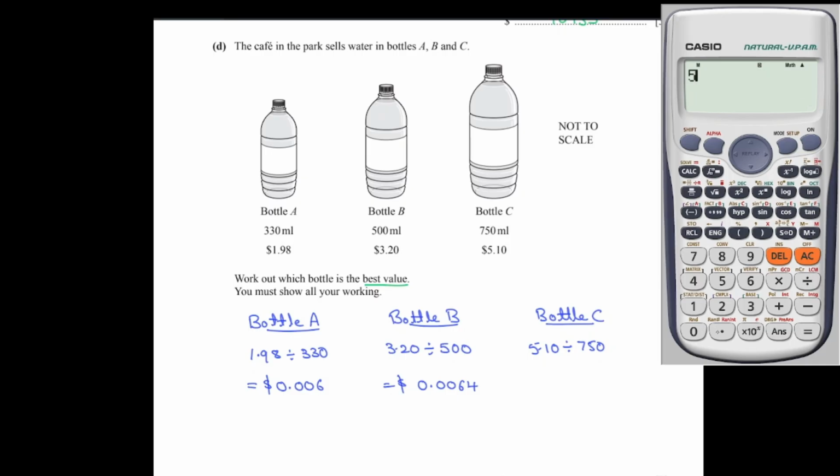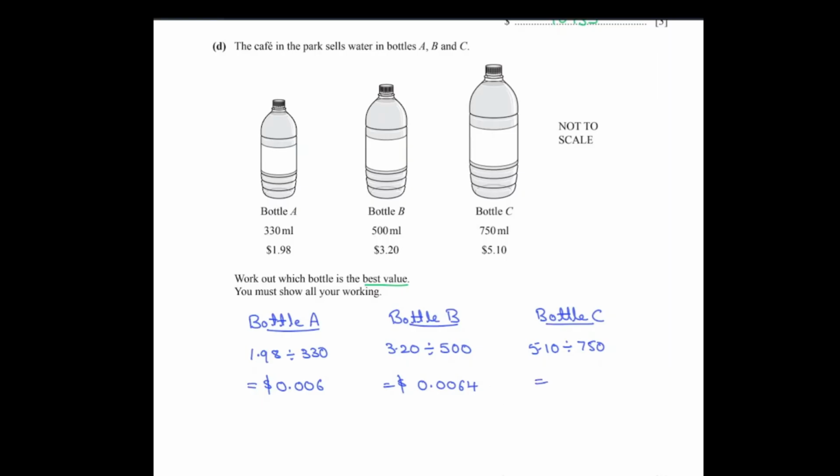5.10 divided by 750 ml will be 0.0068 each milliliter. So it is $0.0068 per each milliliter. So this is the least: 0.0064 is less than 0.0068. So which is the best value? The best value is bottle A.